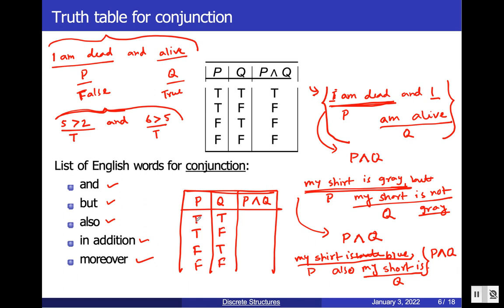The value of P and Q is true if both P and Q are true, and for all other combinations, meaning if either one of them is false, the value will be false.